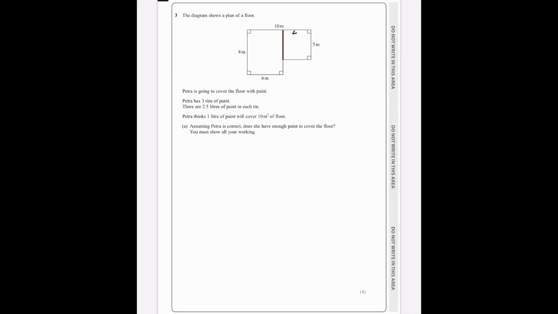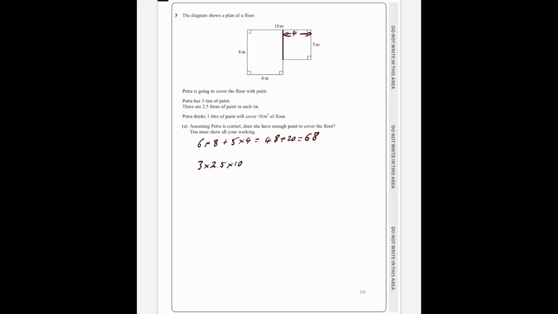Question 3, I'm going to split the shape into 2 separate sections, giving me a 4 by 5 and an 8 by 6 compound shape. The total area, 6 times 8 plus 5 times 4, is 48 plus 20, it's 68 square meters.